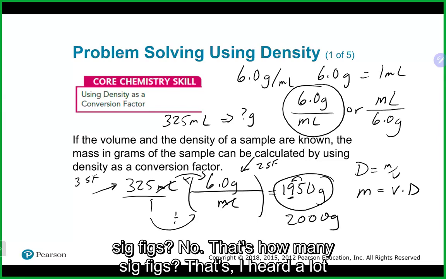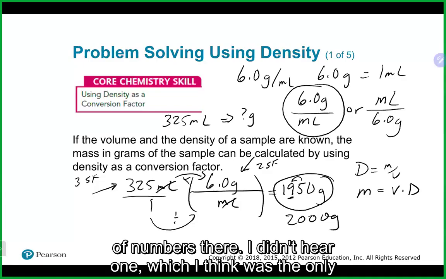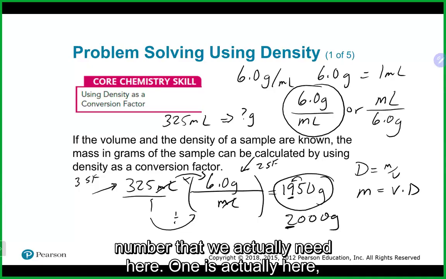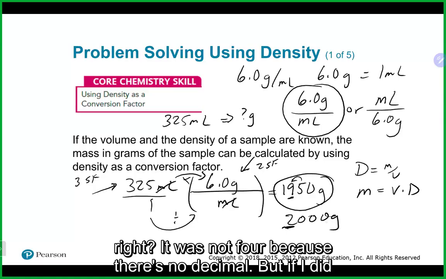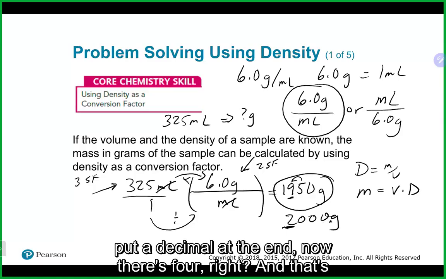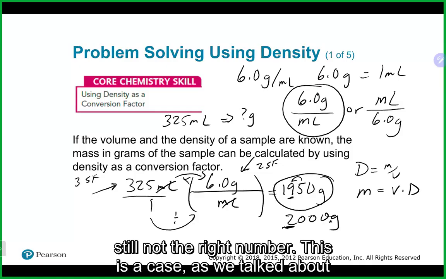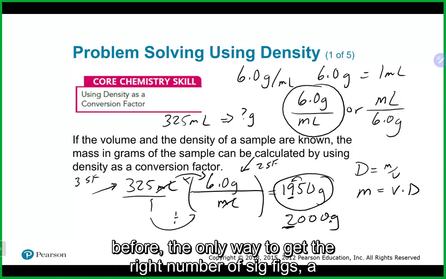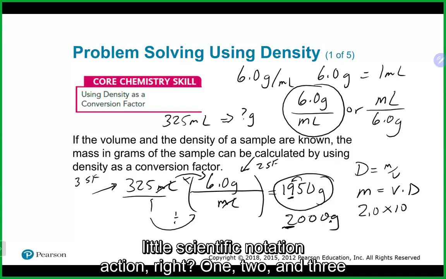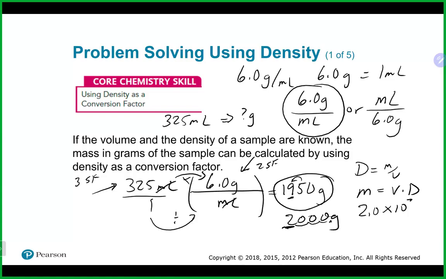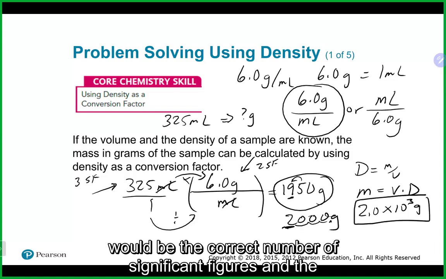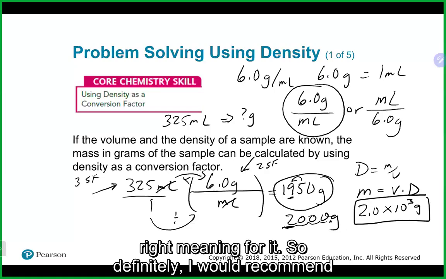Is that the right sig figs? No, that's how many sig figs? I heard a lot of numbers there. I didn't hear 1, which I think was the only number that we actually need here. 1 is actually here, right? It was not 4 because there's no decimal, but if I did put a decimal at the end, now there's 4, right? And that's still not the right number. This is a case, as we talked about before, the only way to get the right number of sig figs, a little scientific notation action, right? 1, 2, and 3 would be the correct number of significant figures and the right meaning for it.